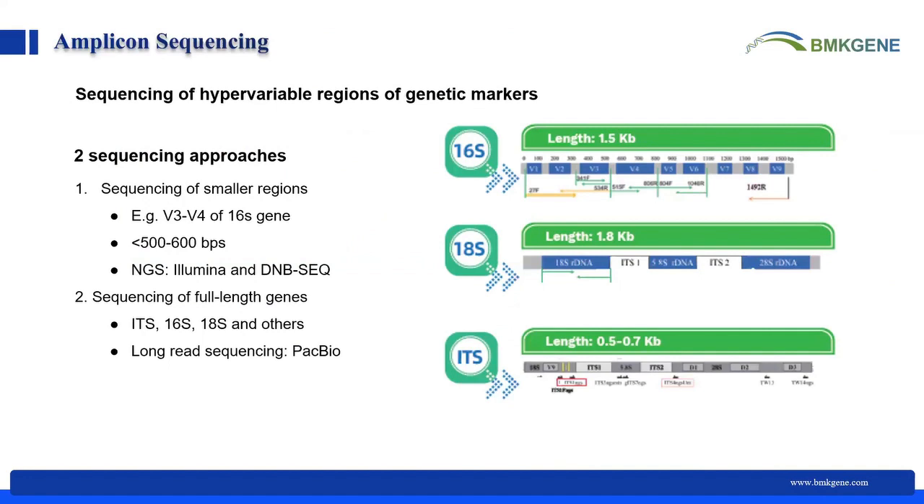The idea behind this is to sequence these hypervariable regions of genetic markers. The most commonly used markers are 16S for bacteria, 18S for eukaryotes, and the internal transcribed spacer region for fungi. The most traditional way to do this is to focus on specific regions of these markers. For example, in the 16S gene, lots of studies focus on the V3, V4 region. Since this region is under 600 base pairs, we can sequence it with short read sequencing, so Illumina and the like.